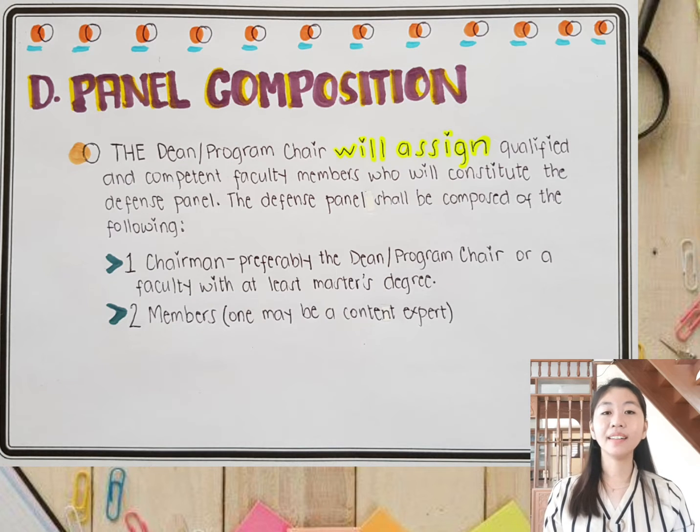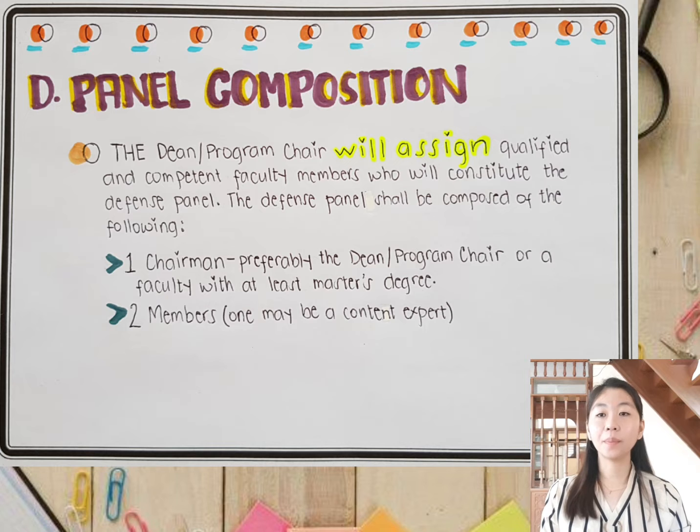D. Panel composition. The Dean or Program Chair will assign qualified and competent faculty members who will constitute the defense panel. The defense panel shall be composed of the following: 1 chairman, preferably the Dean or Program Chair or a faculty with at least a master's degree, and 2 members, 1 of whom may be a content expert.